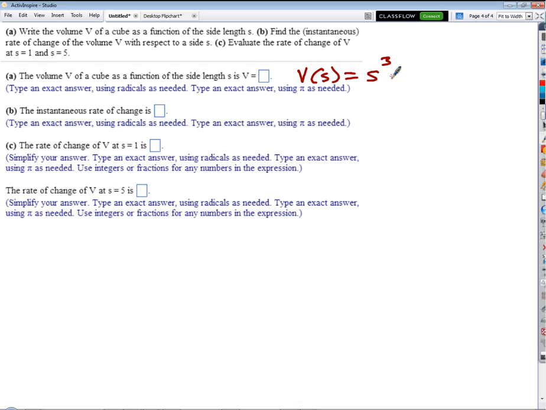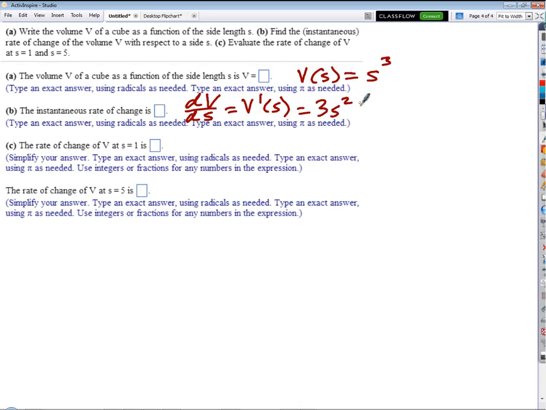Now, there's two ways we could write this, and I want you to see that they really mean the same thing. We could write it as dV/dS, which looks like a slope, but you can also think about that as a change in volume over change in side length. So it really is just a rate of change. How fast is the volume changing as the side length changes? Either way, it's fine. So V prime of S then is what?